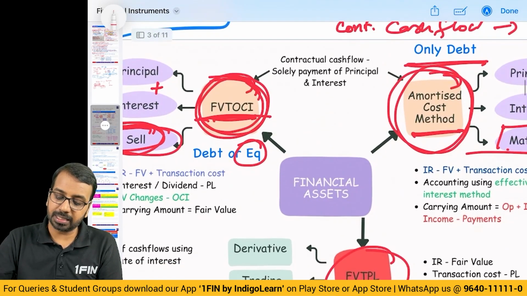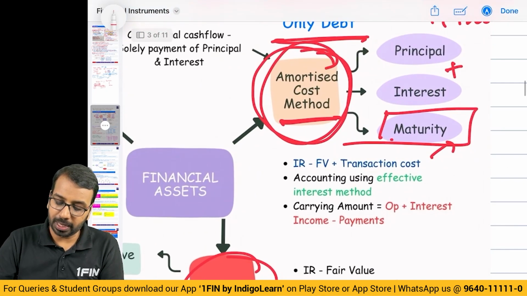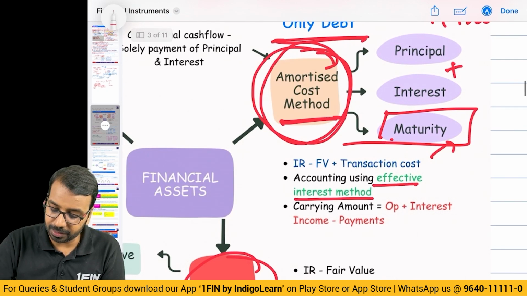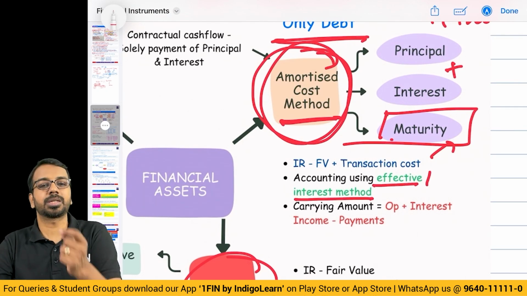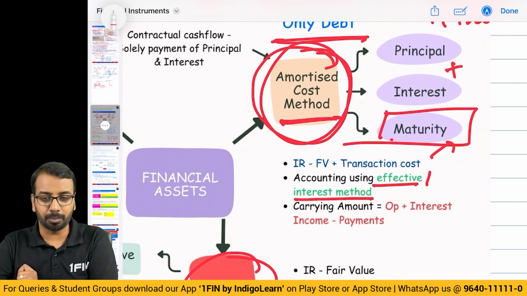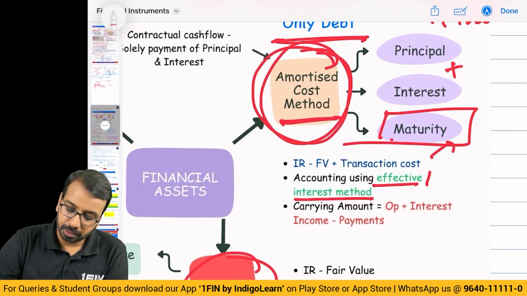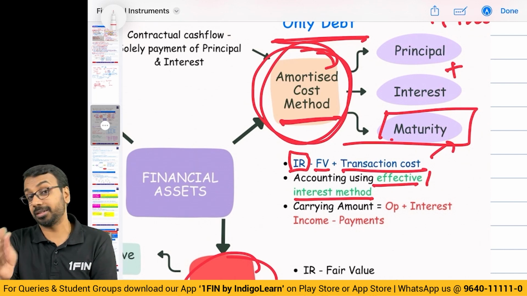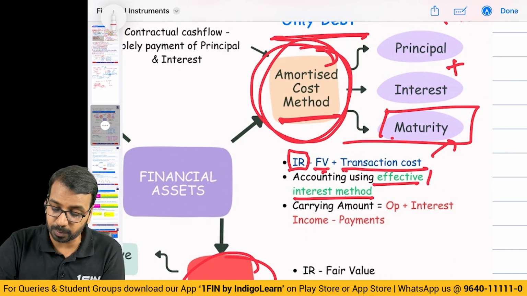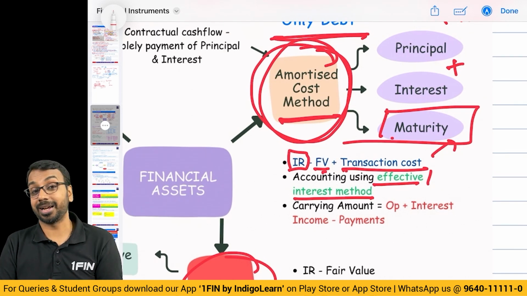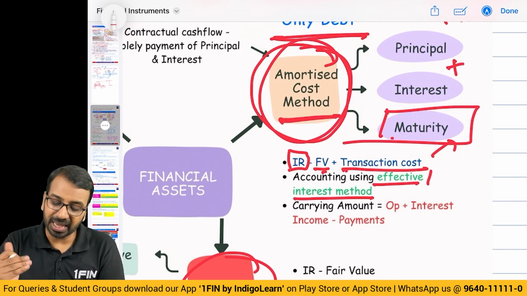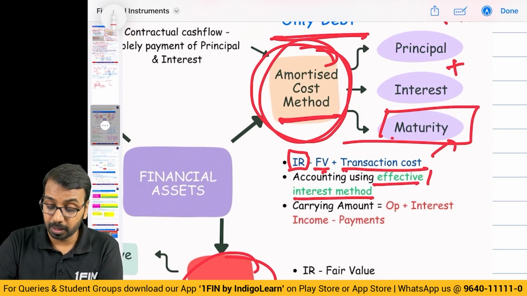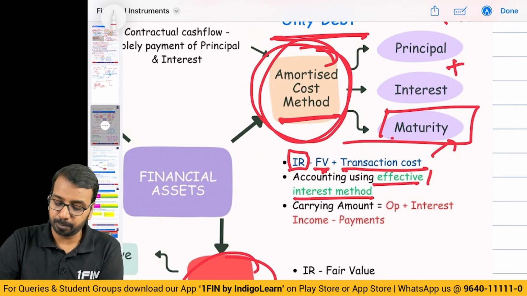Now, as far as the amortized cost method is concerned, you will account for it using the effective interest method. We will calculate the EIR. This is typically given to us in the examination. We will see that with a number. Then, initial recognition is done at fair value plus or minus transaction cost in some cases, but generally fair value plus transaction cost. Otherwise, if there are upfront processing fees being paid, then it will become fair value minus. Okay, so it depends. If you are paying it, it will be added.